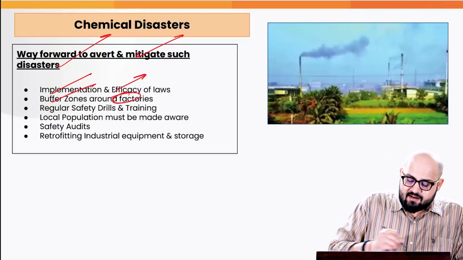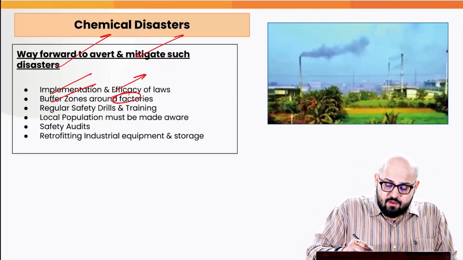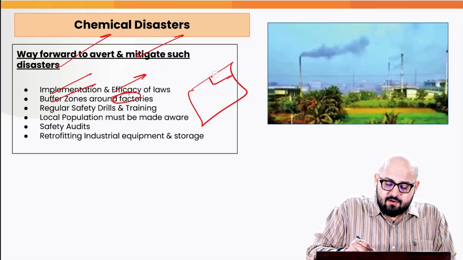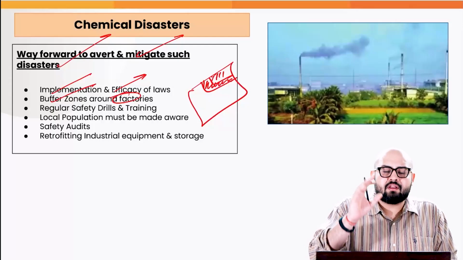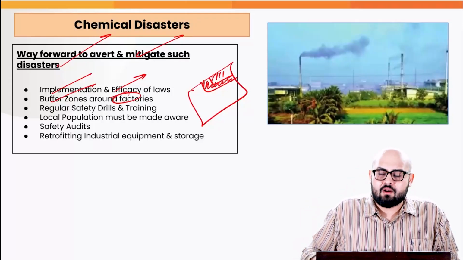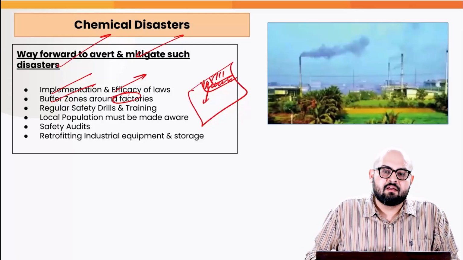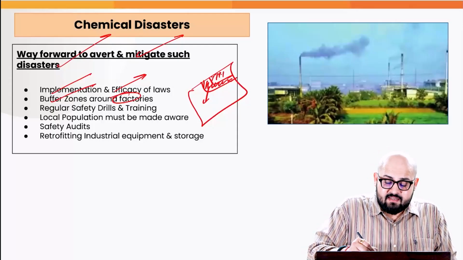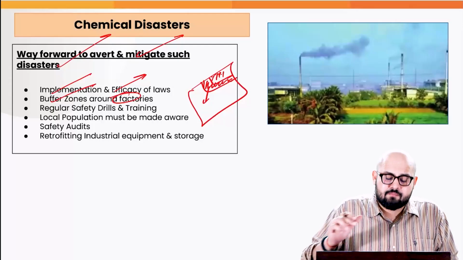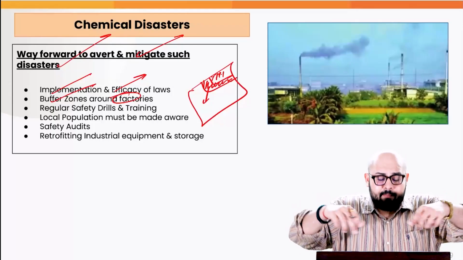Buffer zones around the factories. If you have a particular area and a particular industry over here, there has to be a buffer zone over here, where no residential setup can be there. Again, what we are saying is that if you have a particular residence over here, definitely if a disaster occurs, it can have a negative consequence on this particular area, right? So there has to be a buffer zone.